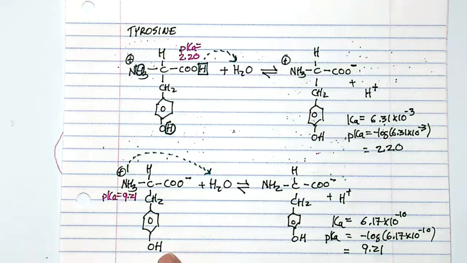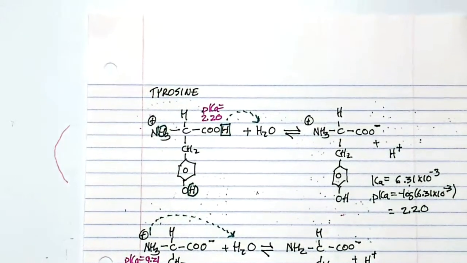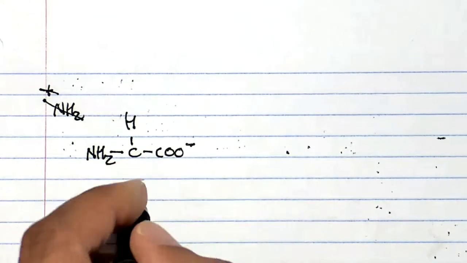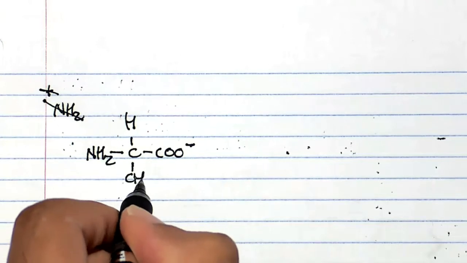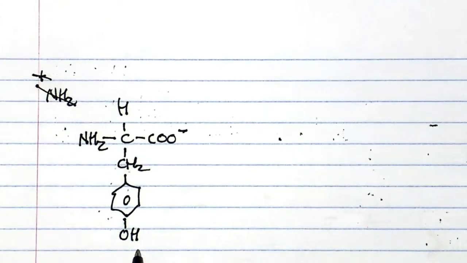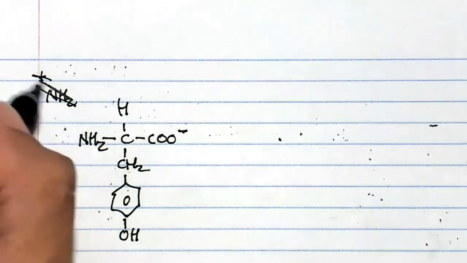Yet there is a third proton that comes off. So let's take a look at that third proton that comes off here with the side chain. And that's going to look like this. This proton came off, the alpha carboxylic acid came off. This has an ionizable proton. This proton has a pKa.